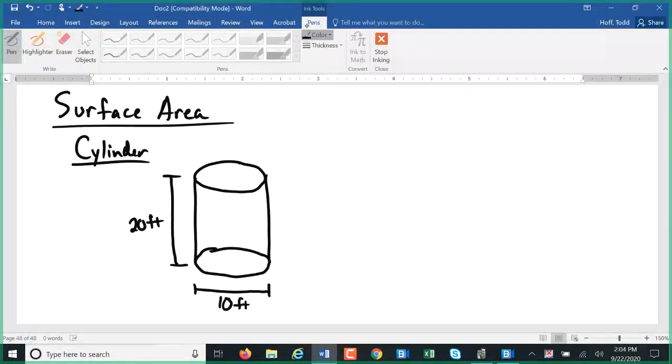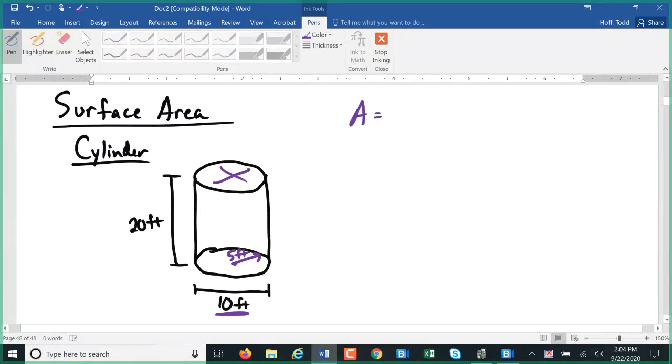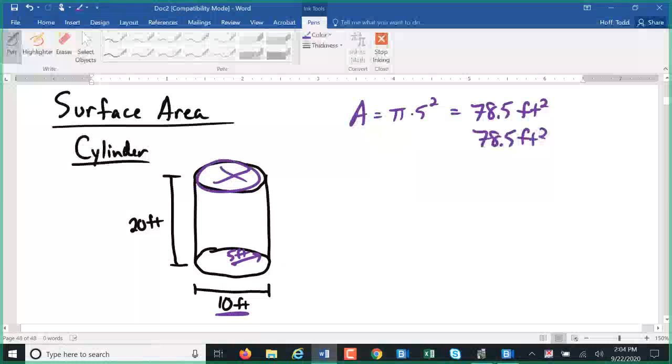Surface area is the area of just all the surfaces. Well, we have two circles here, the bases of this, here and here. To find the area of that circle, we need the radius. The diameter is 10. The radius here will be 5 feet. So the area of that circle is pi times 5 feet squared, which is 78.5 square feet. Now this one is also 78.5 square feet. So we'll put that in. There's two of them. They're identical.